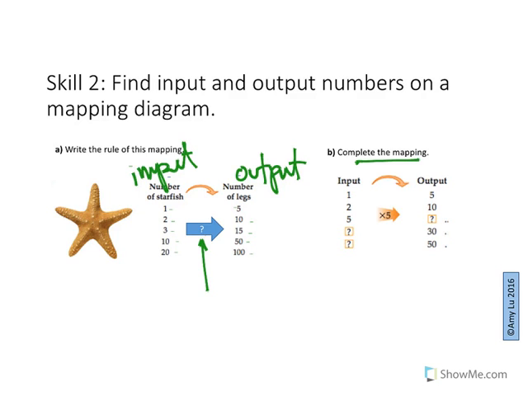And then in B, you have to complete the mapping. You have to figure out, with this mapping, with that rule, what are the missing numbers? So pause.